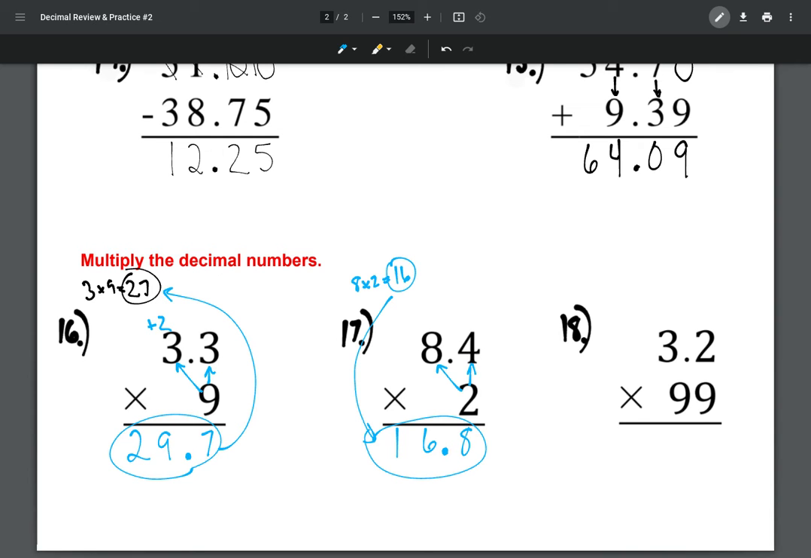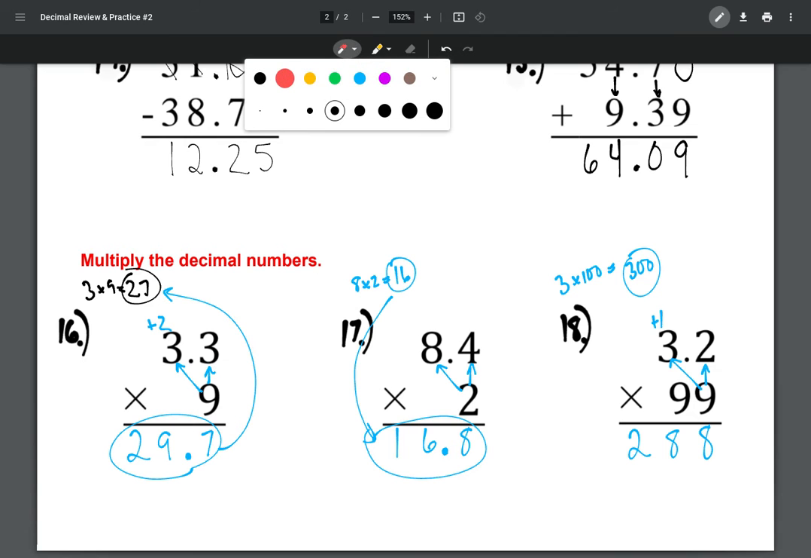Here in 18, we start the same way, ballpark estimate. 3.2 is close to 3 and 99 is close to 100. So our ballpark estimate will be 300. When we're done multiplying, our answer should be around 300. So let's ignore the decimal and multiply. 9 times 2 is 18. Carry the 1, and 9 times 3 is 27, plus the 1 is 28.